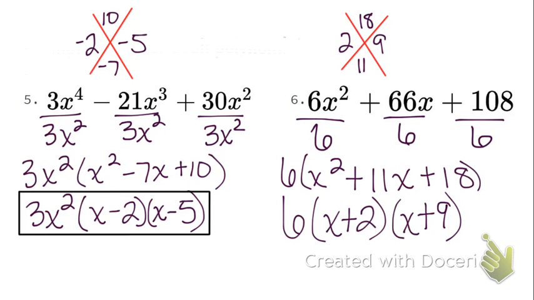All right, we've got our answer to number 6. Our GCF was 6. We factored that out. We got our leftovers. Then we factor our leftovers with the x method. Okay, when we do that, we're multiplying to 18, adding up to 11. So those numbers, magic numbers, would be 2 and 9. So that helps us fill in the rest of our final answer.